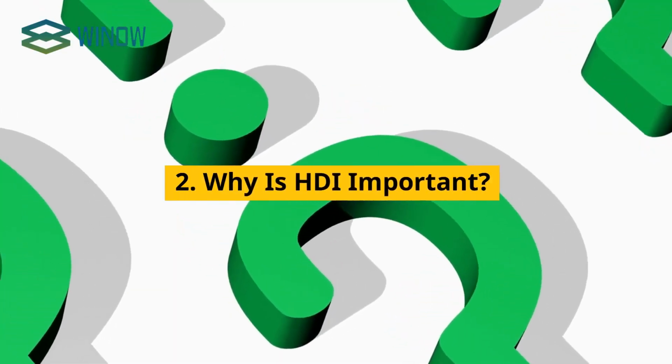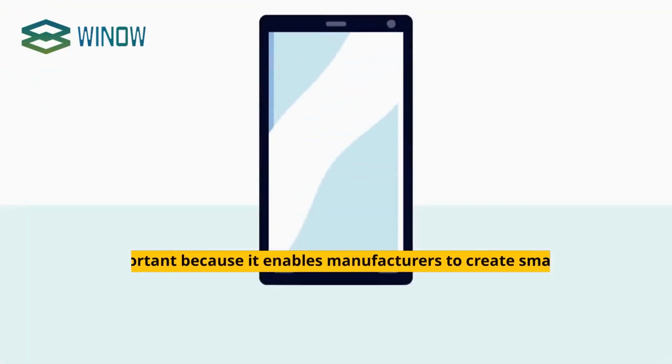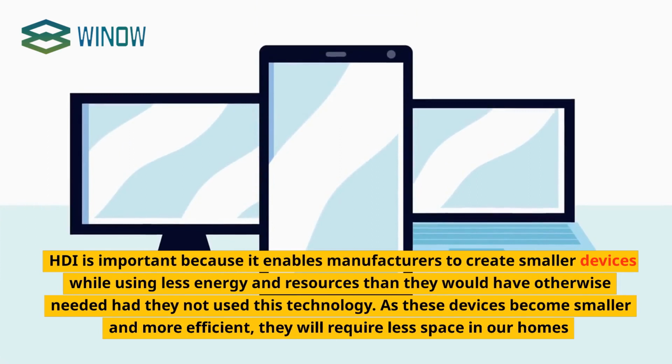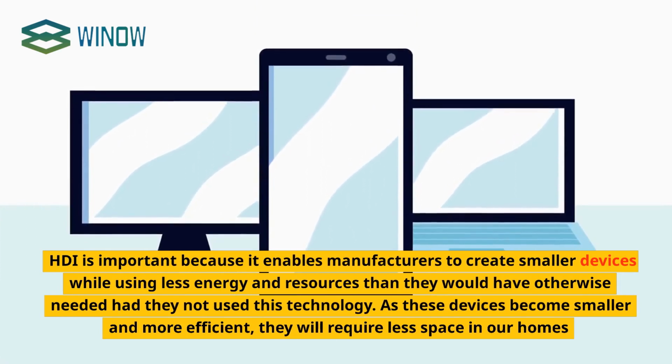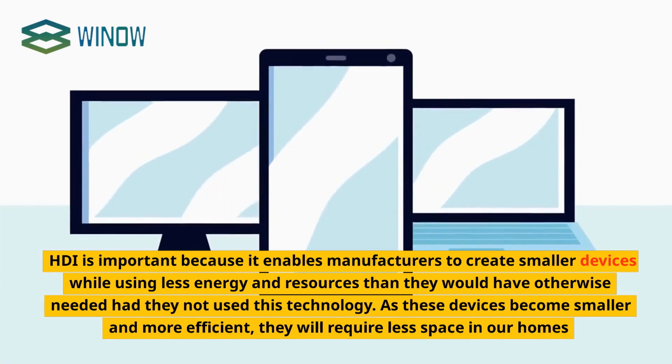2. Why is HDI important? HDI is important because it enables manufacturers to create smaller devices while using less energy and resources than they would have otherwise needed had they not used this technology. As these devices become smaller and more efficient, they will require less space in our homes.